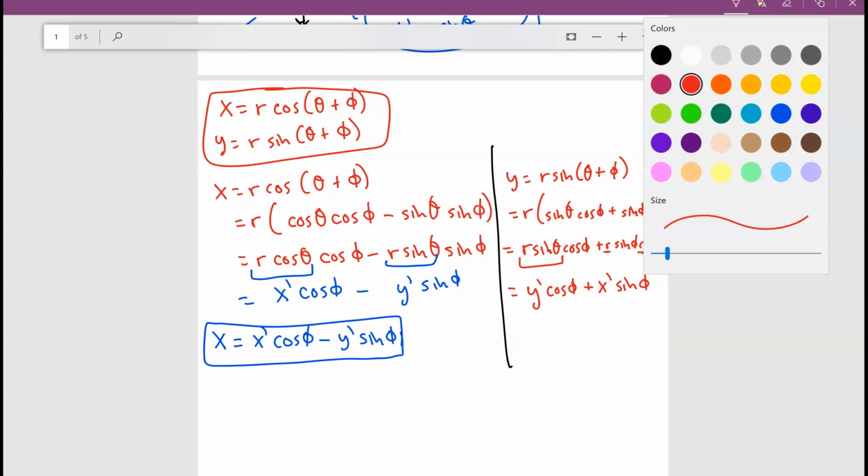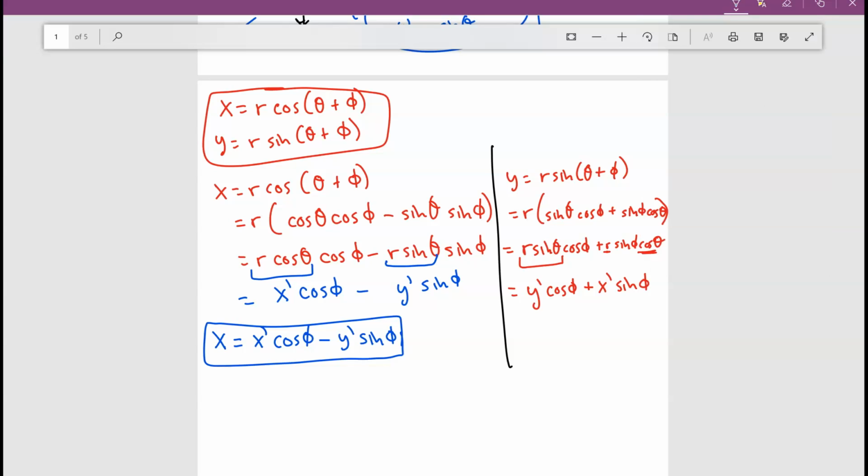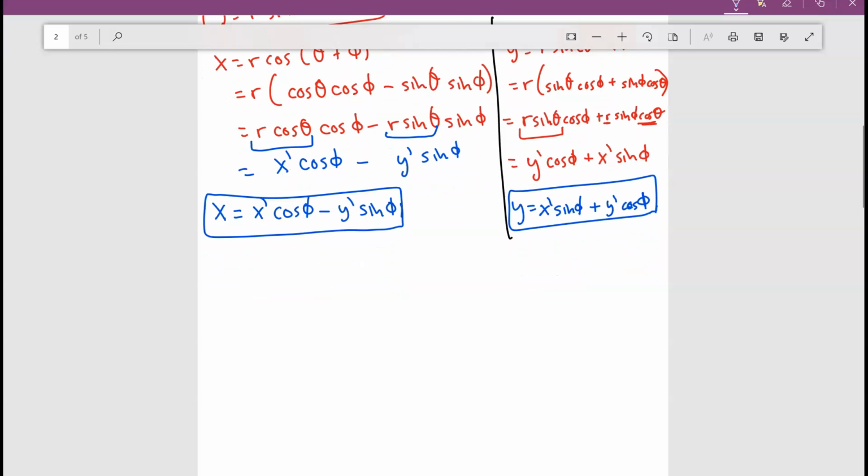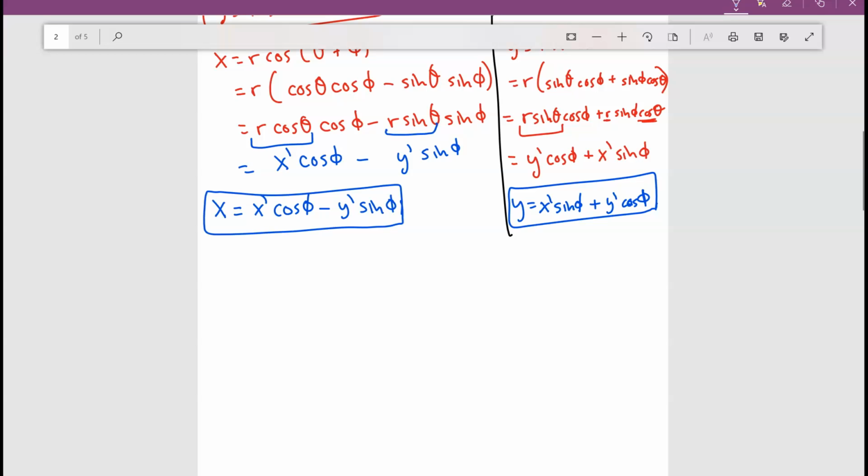So now we have another equation that relates x prime and y prime with our y. So y is equal to, and let me switch them around so that I can have the x prime first, x prime sine phi plus y prime cosine phi. We have these two equations, and this is going to be really helpful because now I can relate x prime and y prime with my regular x and y. And now all we really need is this phi. We'll talk about that phi in a little bit.